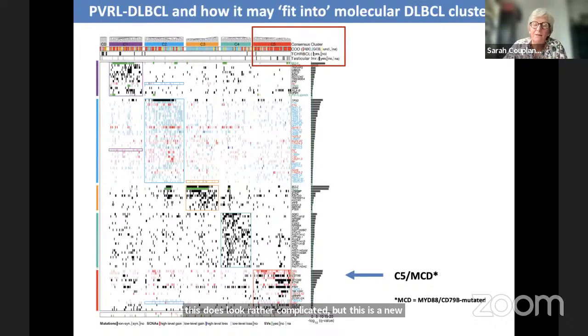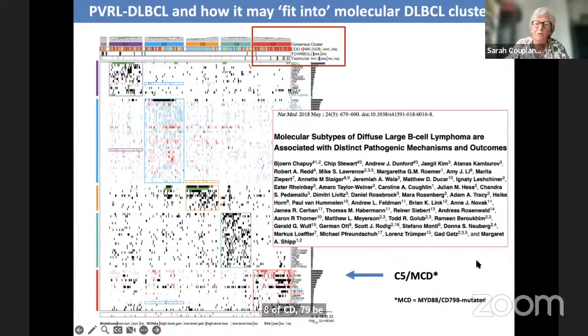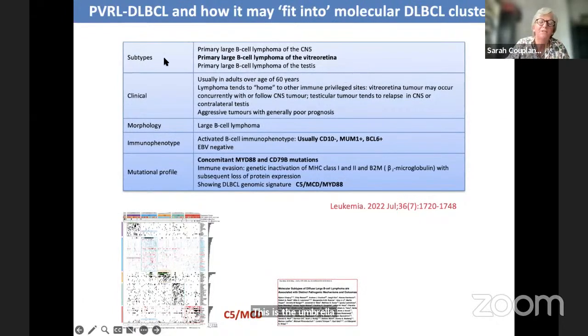Just want to say that this does look rather complicated, but this is a new molecular subtyping system of diffuse large B-cell lymphomas according to the cell of origin, or COO. And when it comes to the vitreoretinal lymphomas, the CNS lymphomas and the testicular lymphomas, they all have this characteristic mutational profile, which has been called C5 or MCD or MYD88 or CD79B mutated. And this is the paper which was put forward by Björn Chapuis, who's now located in Berlin. This is the umbrella group of diffuse large B-cell lymphomas of immune-privileged sites. And they have some common features, but obviously not consistently the same.